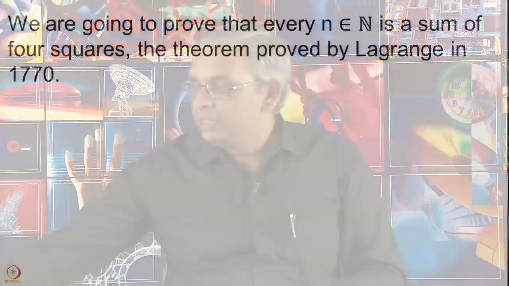Welcome back. We are now going to prove Lagrange's theorem, which says that every positive integer can be written as a sum of at most 4 squares. This is the result that we want to prove. We have made some progress in the last lecture already. We proved some statements towards this proof. So, let us see those statements.